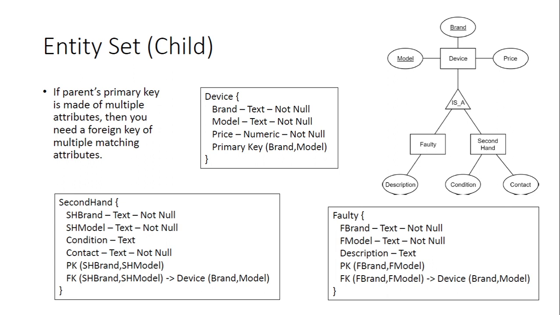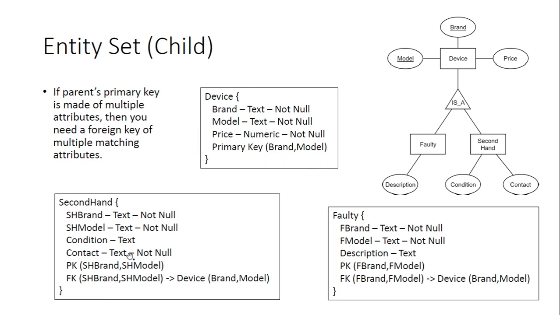In some cases, the parent can have multiple attributes as its primary key. For example, in this example for device, we have the model and brand, and model name and brand number together define a unique row for the device table. We also have this price attribute, so the relational schema for devices here.